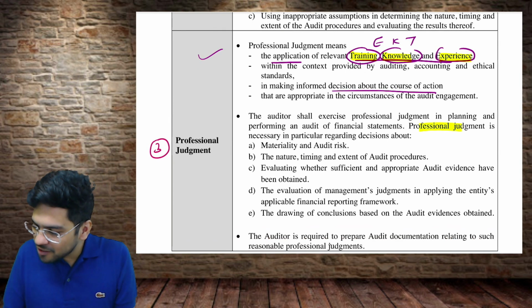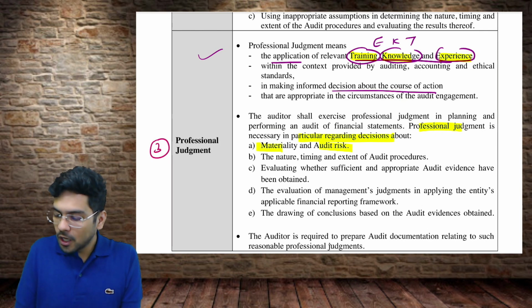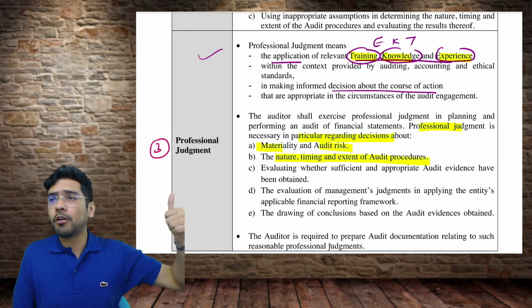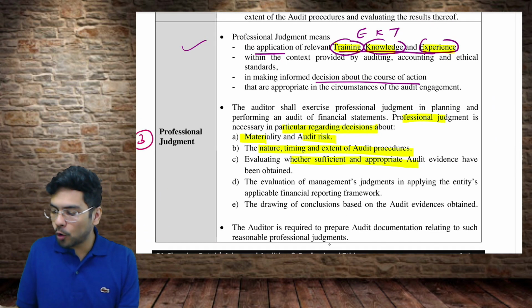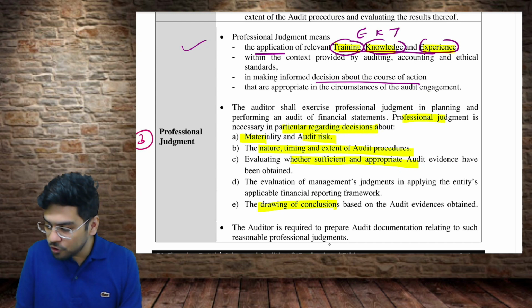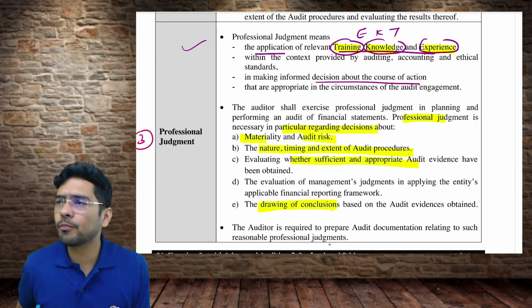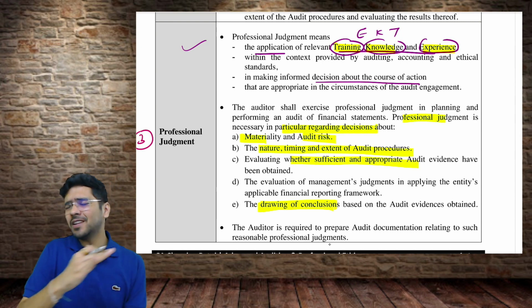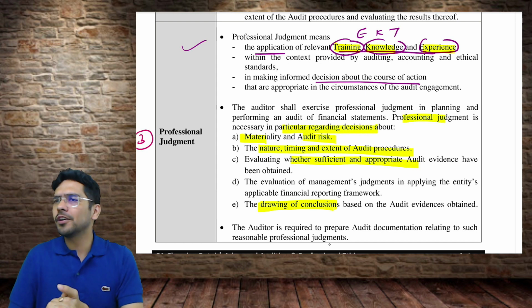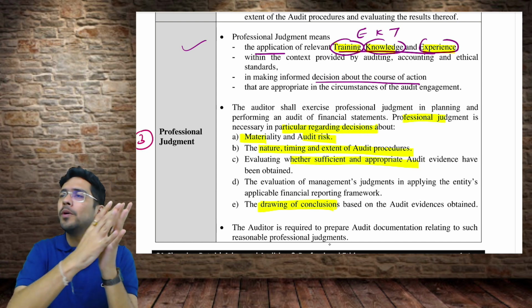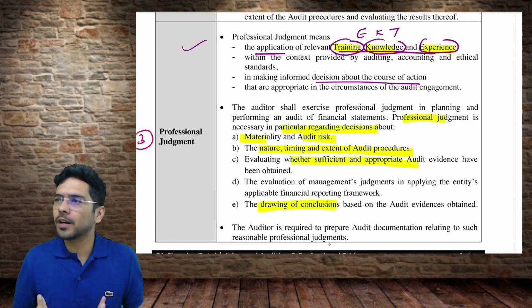So we have some examples. Professional judgment is necessary in particular for decisions regarding materiality and audit risk. What are the audit procedures that you have to perform? That means the nature, timing and extent of audit procedures. Whether you have obtained sufficient and appropriate audit evidence or not. Whatever conclusions you draw, again it is what? A matter of professional judgment. So many things. By the end of auditing, or let's say standards on auditing, you will be able to write so many instances wherein professional judgment is required. In every aspect, professional judgment is required.